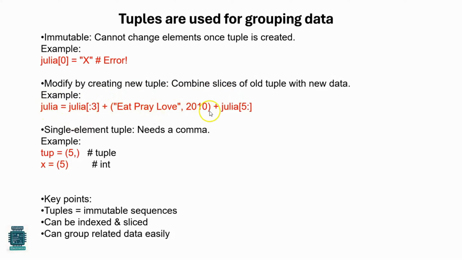This is how we have to create a new tuple. We cannot modify anything because tuples are immutable. Let us see one more example. A single element tuple needs a comma.